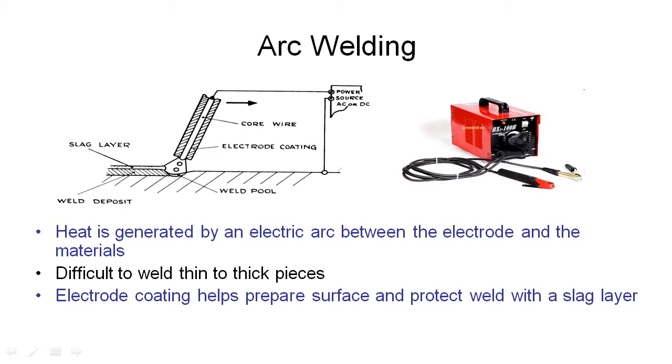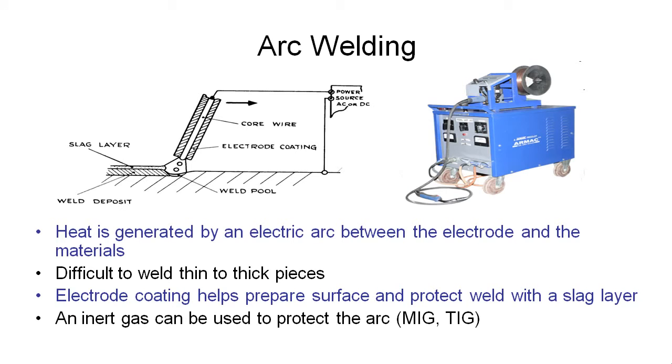if we need to build up a lot of thickness. We can also use a similar process, but rather than having a slag layer that protects the weld, we can shield our weld pool by pumping in an inert gas and making sure that's enveloping the weld as we're welding. Typical names for these techniques are either MIG or TIG. This is a MIG welder that you see here.